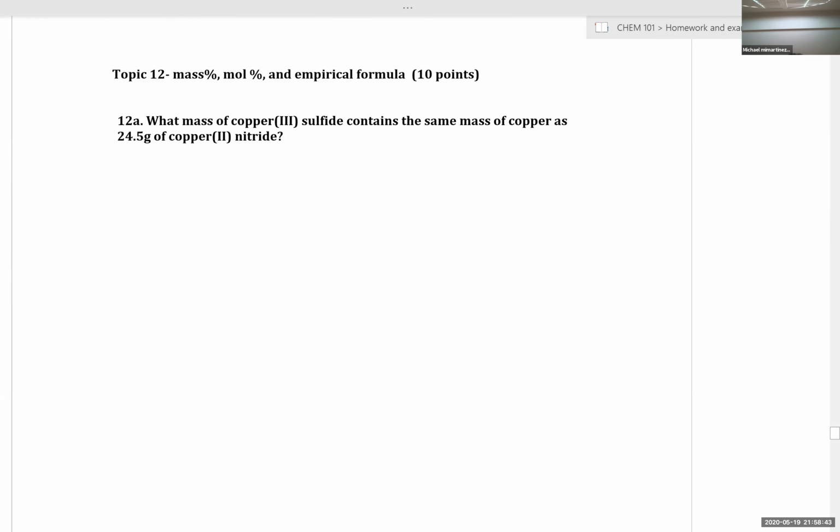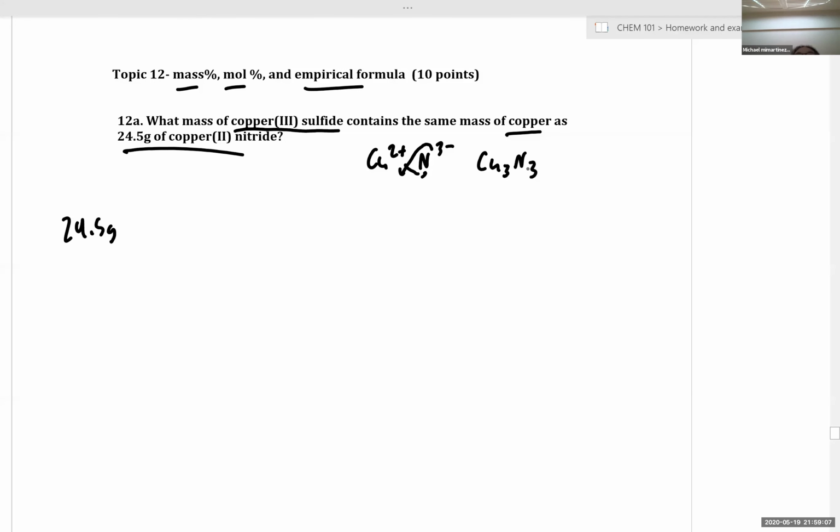So next we're looking at mass percent, mole percent, and empirical formula. We're asked to figure out what mass of copper 3 sulfide contains the same mass of copper as 24.5 grams of copper nitride. So we're going to start with 24.5 grams of copper nitride. So we have Cu2 plus, N3 minus. We cross our charges. That gives us Cu3N2.